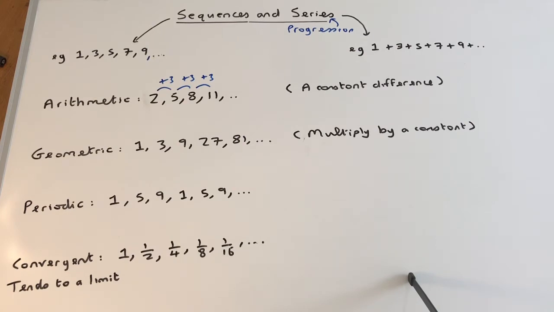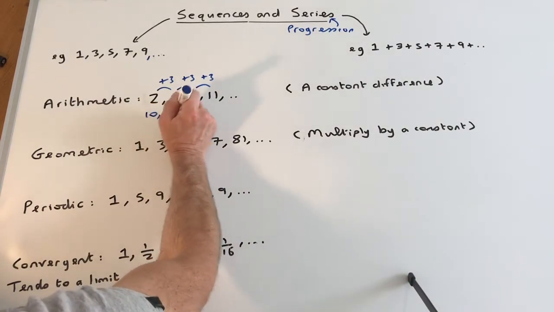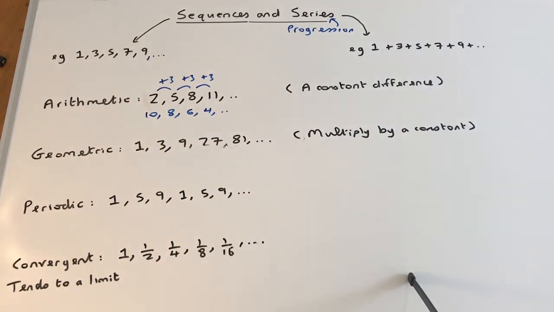So there's a constant difference. It could also be negative though. So you could also have something like 10 followed by 8, followed by 6, followed by 4. And in this case, you're going down by 2. The difference is -2. That's also arithmetic.